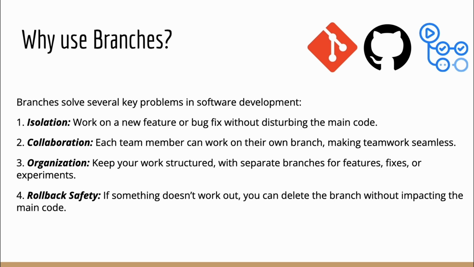It helps with organization. Keep your work structured. You have separate branches for, say, features or fixes or experiments. You can create a branch for anything you want, really. And finally, rollback safety. If something doesn't work out, you can delete the branch without impacting the main code. So if you're creating a branch to test something and it doesn't really work, you haven't broken the main code, you can just delete your branch and start over if you want to. So let's play around a little bit with creating our own branches and making some changes and then taking those changes and sending them to the main version of our code.